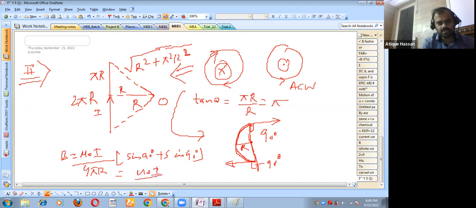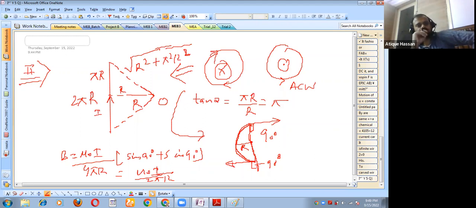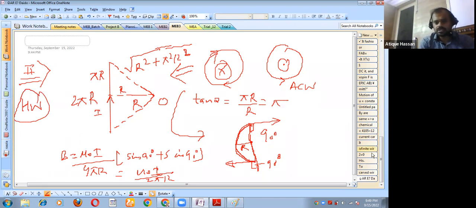Mu naught I by 2 pi r. We are getting this for the first section. But pi will create a problem. I'm leaving this as homework, you can all try it. Let us see if we can get it. This is just a trial, but I'm sure we can get it. Something is missing there, so you can also try it as homework. I will also see it.